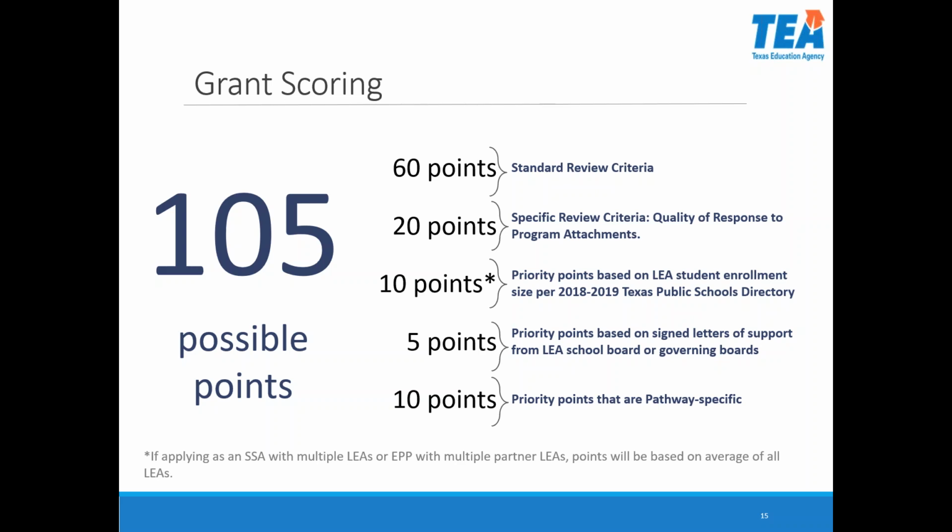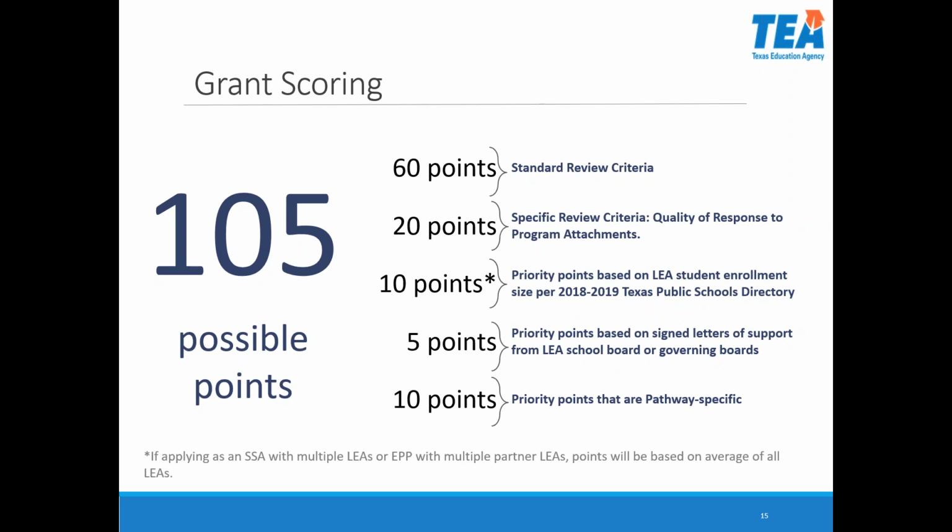3, priority points based on student enrollment are awarded up to 10 points. Remember, LEAs of any size or type are eligible to apply. These are just additional points awarded based on the number of students enrolled, such that LEAs serving fewer students get more points. This is to align to the overall grant goal of addressing challenges faced by small schools. For an applicant representing multiple LEAs, these priority points will be awarded on the basis of average student enrollment among all participating LEAs. Just as a side note, there are no priority points for LEA types.